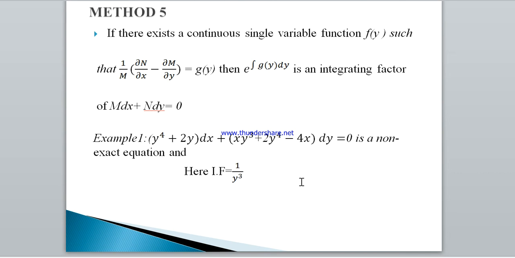What is the difference between the fourth method and fifth method is, you need to check the term 1 by N into dou M by dou y minus dou N by dou x. If you get a function in x, you can apply the fourth method. Otherwise, if you find 1 by M into dou N by dou x minus dou M by dou y, and the function is in single variable of y, then you can apply the fifth method. So I will explain with the example.